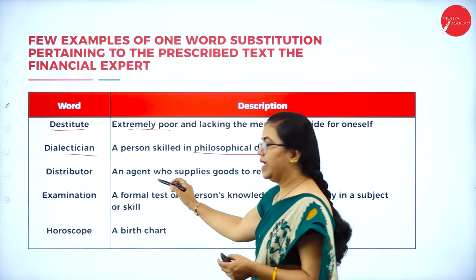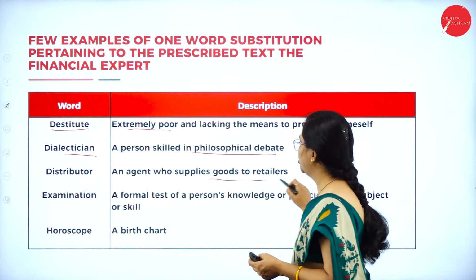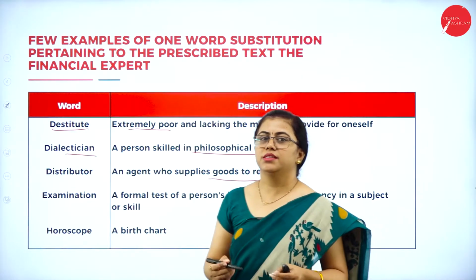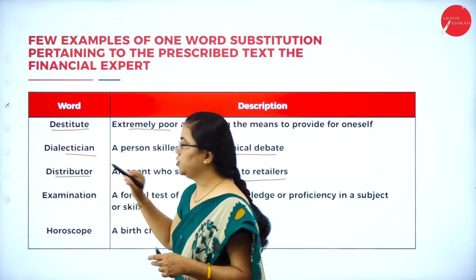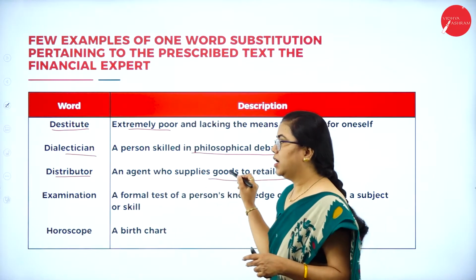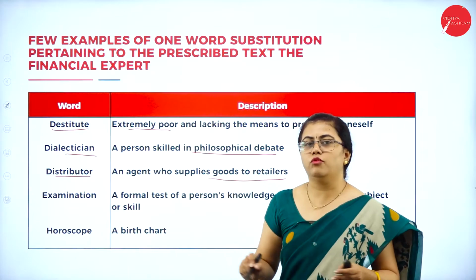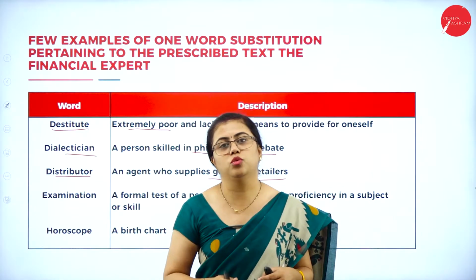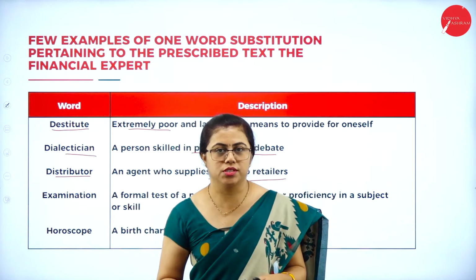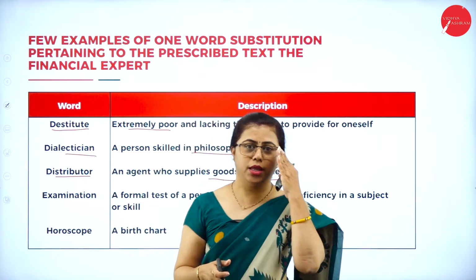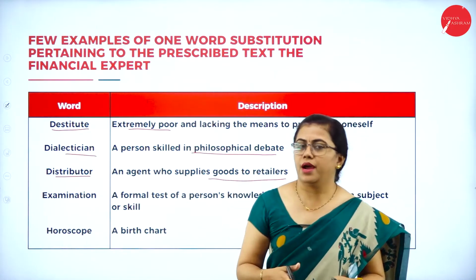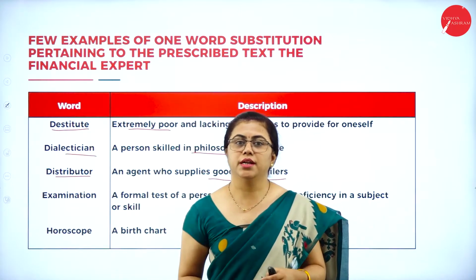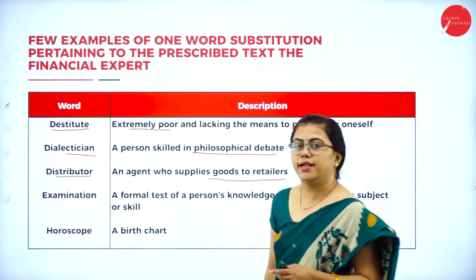Then the agent who supplies goods to retailers. Somebody who supplies, who distributes, is called a distributor. In this story, in this novel that you have read, it is the person who distributes the book written by Dr. Paul, bought by Margaya, and the person distributes it. So he is called a distributor.